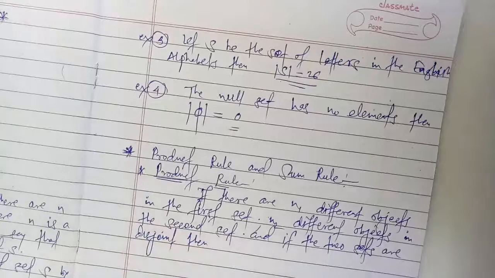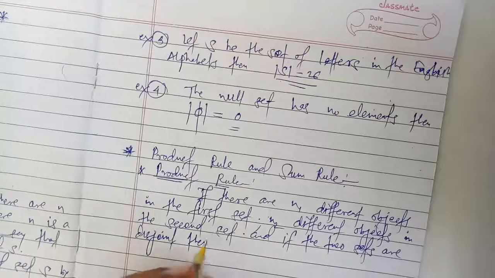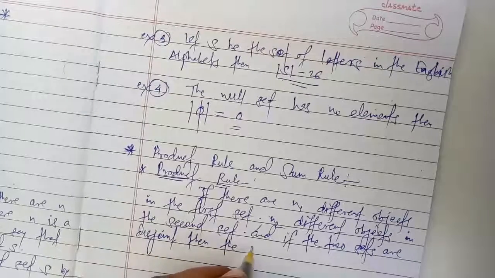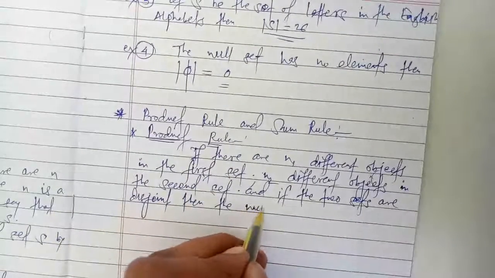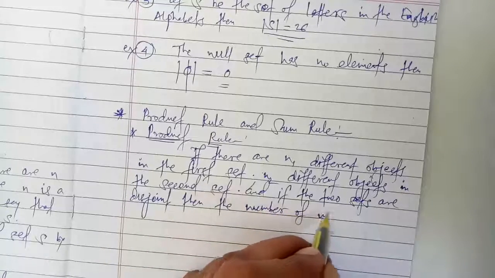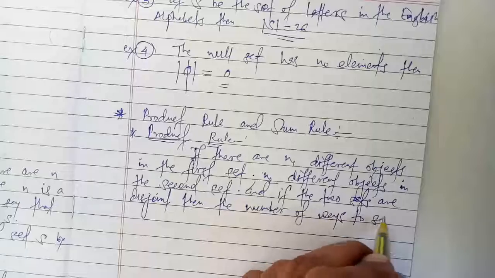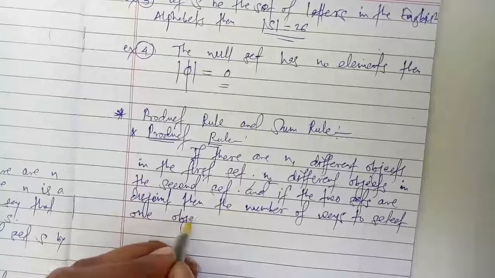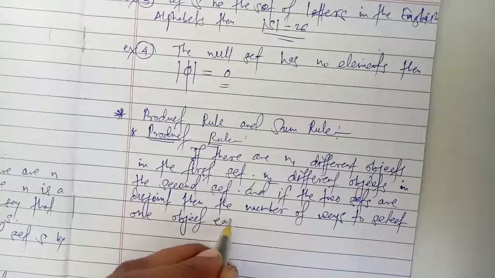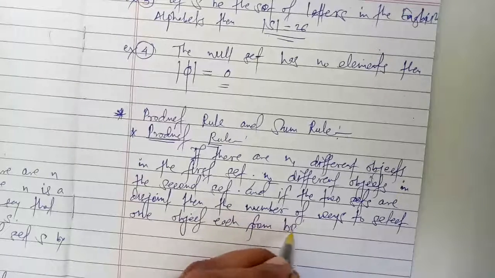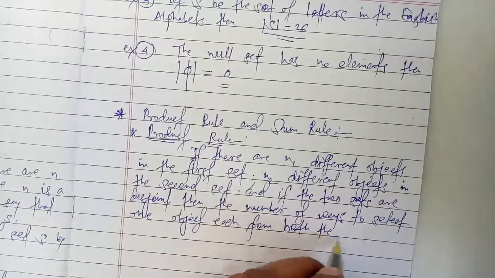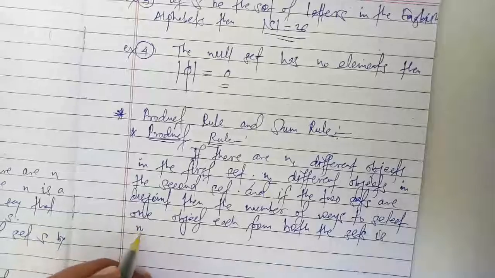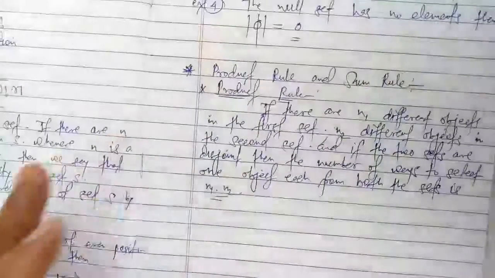then the number of ways to select one object each from both the sets is n1 into n2. Okay, what is the product rule?